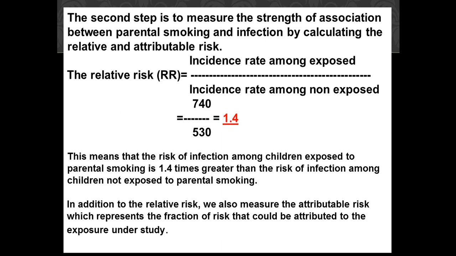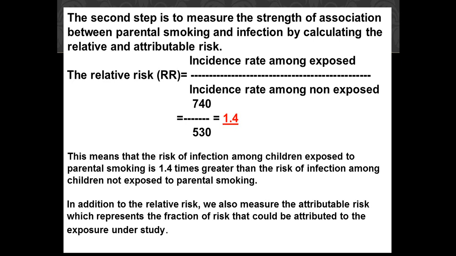Relative risk is the incidence rate among exposed over the incidence rate among non-exposed, and it was here 1.4, which means the risk of infection among children exposed to parent smoking is 1.4 times greater than the risk of infection among children not exposed to parental smoking.